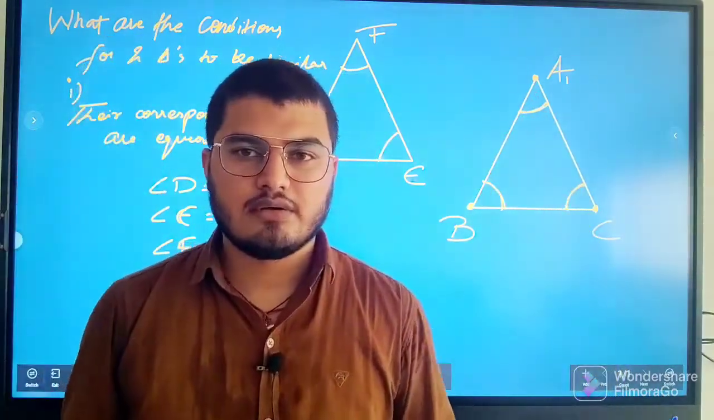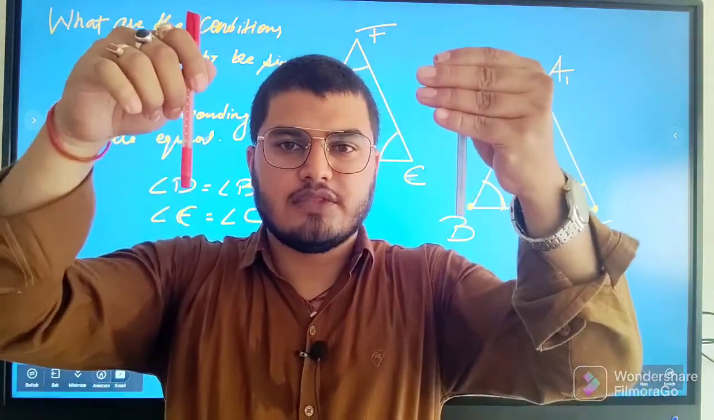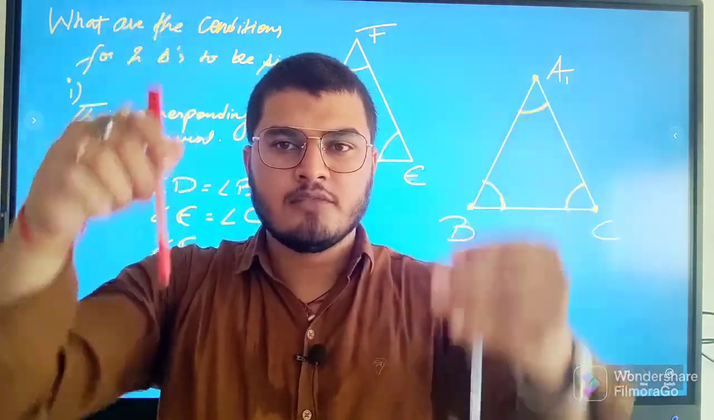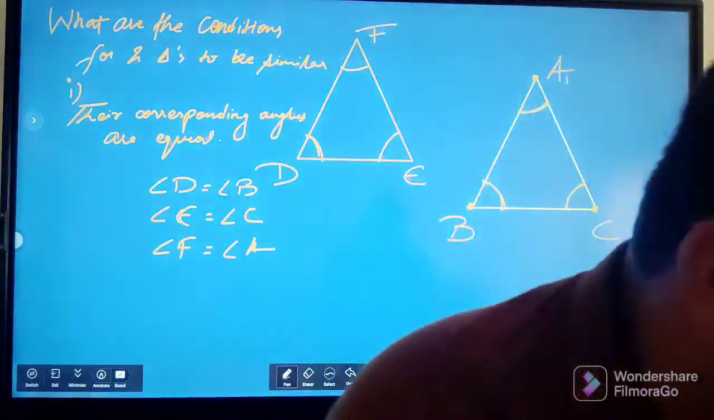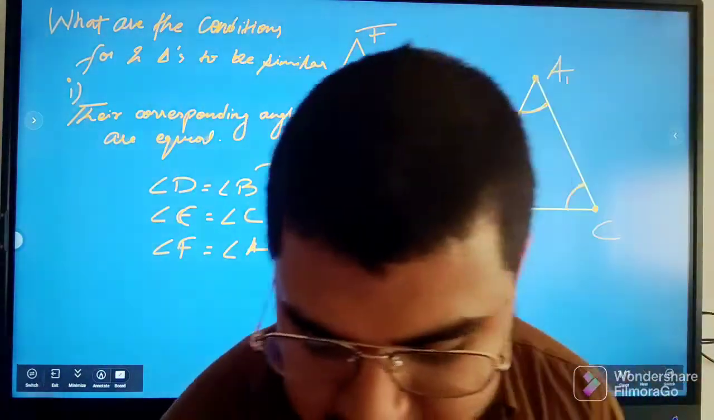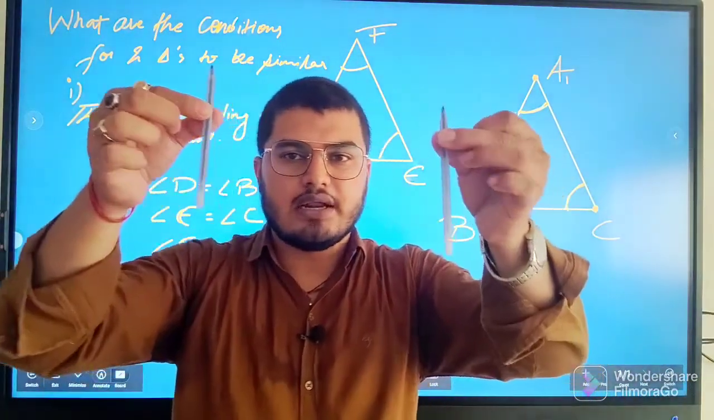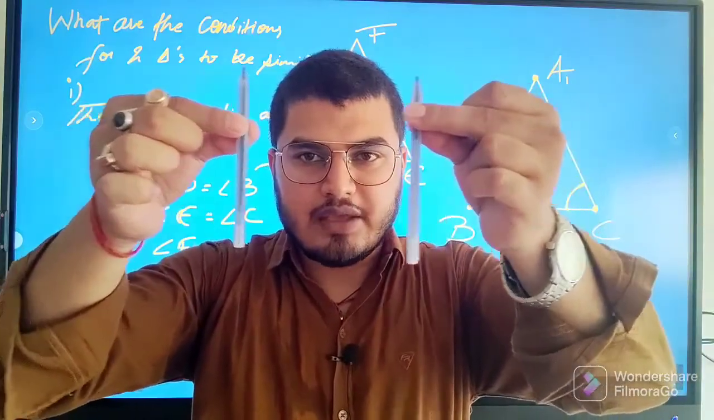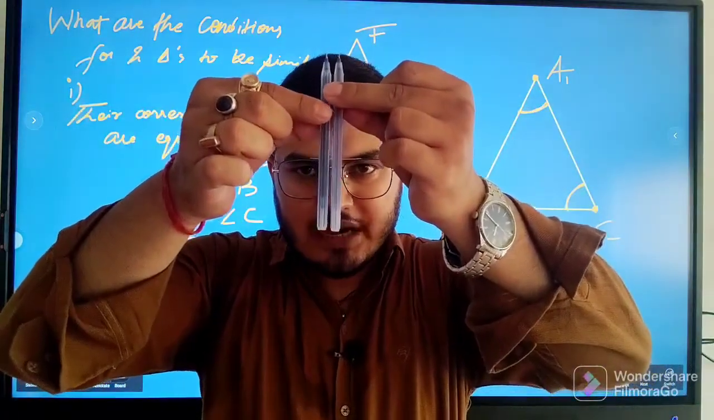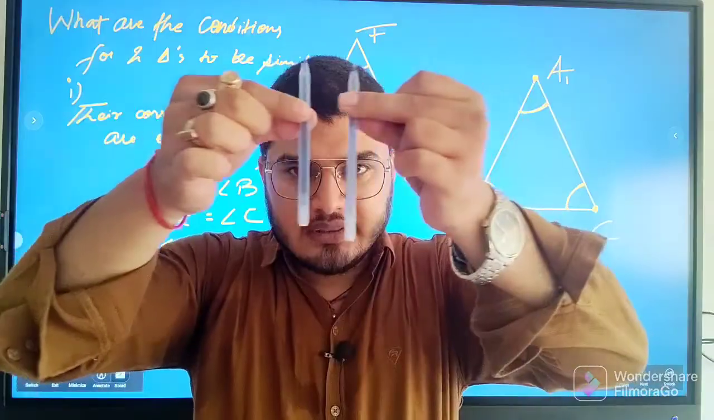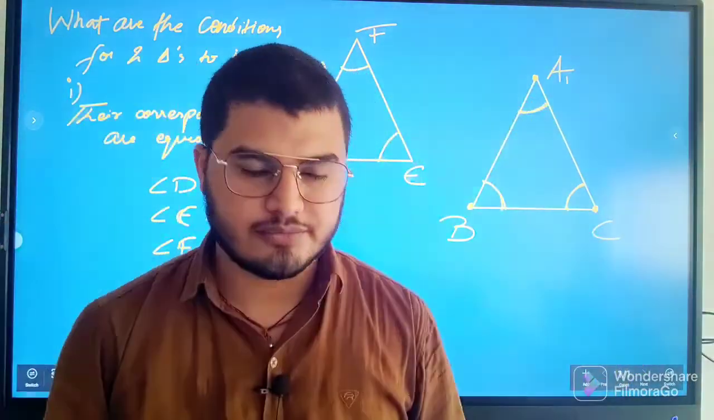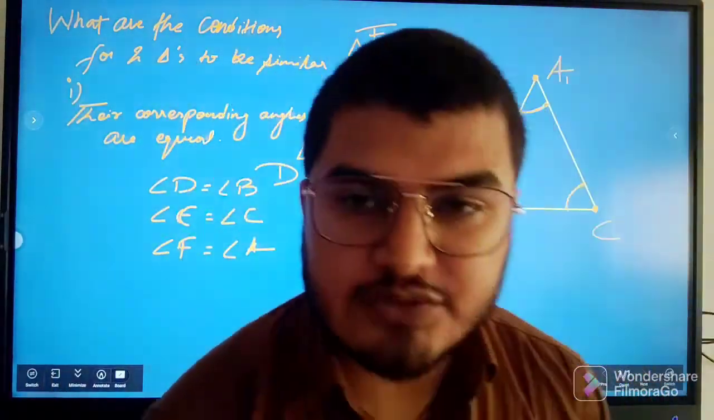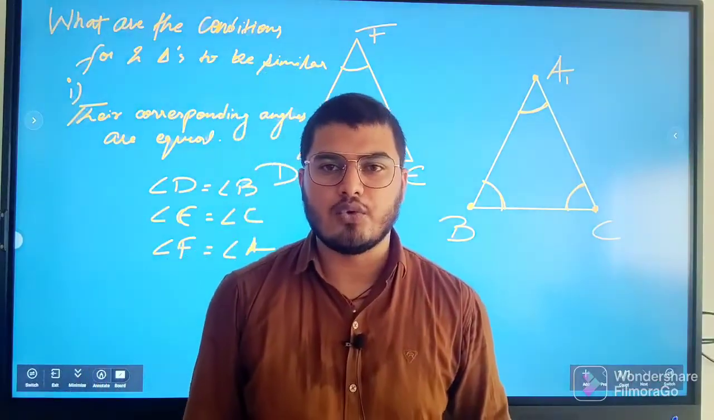We can say that if their sizes are not the same, this is smaller and this is bigger, but two things are said to be congruent only when they are exactly the same shape and the same size. So that is the difference between similarity and congruence.